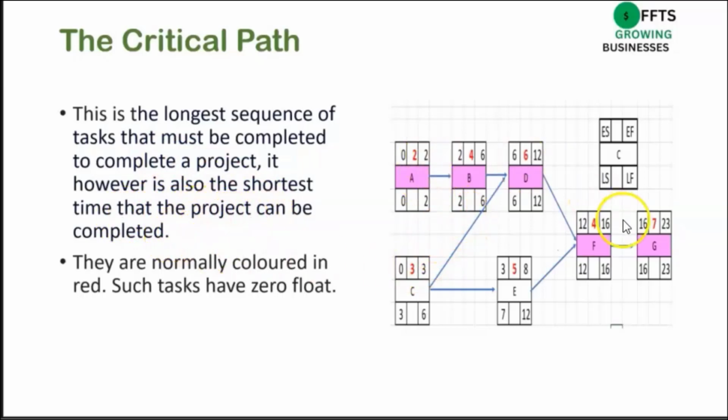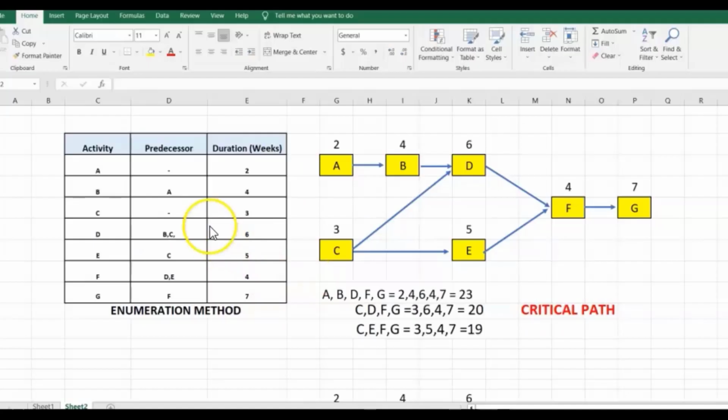If you look at this area here, you will see activity A, B, D, F, and G are on the critical path. They are normally colored in red and they normally have zero float. You will understand this more when we go through the example. So I'm using Excel to go through this example.